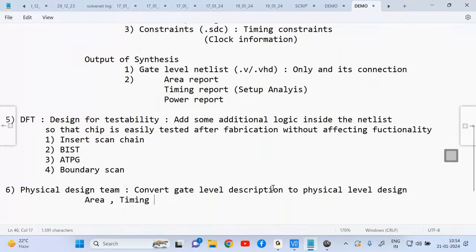During physical design, we do the timing check using STA. STA means static timing analysis. And by meeting power.